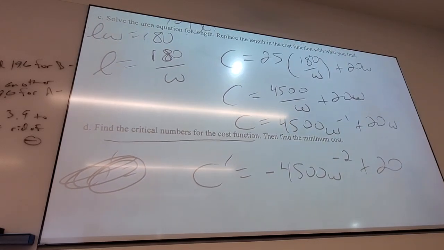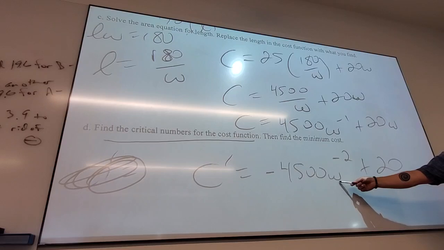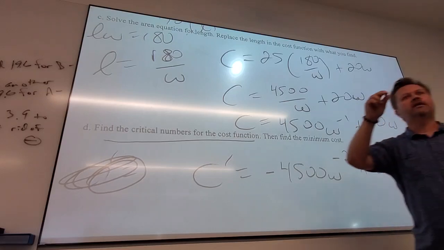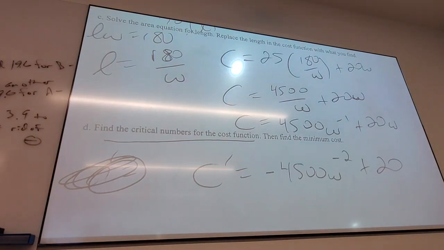Now where are the two places I get critical numbers from? Where the derivative is 0 or where it's undefined. Can anyone tell me where this is undefined? At 0, this is undefined, correct? That is an extreme. Can anyone tell me what that extreme would be? What does it mean for that variable to be 0? What does that mean physically? No width. There's no width.